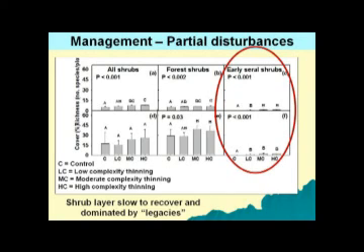So, keeping in mind, again, when we separate structure and function, we get that shrub layer as part of the early seral structure, but we don't see necessarily a shift in species composition, at least when we deal with our partial disturbances, our thinning operations.